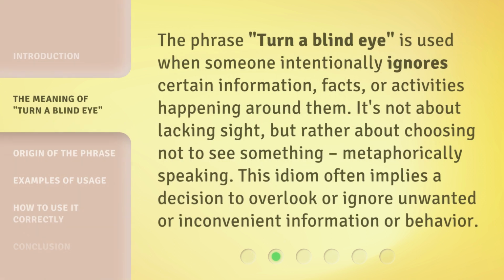The phrase "turn a blind eye" is used when someone intentionally ignores certain information, facts, or activities happening around them. It's not about lacking sight, but rather about choosing not to see something, metaphorically speaking. This idiom often implies a decision to overlook or ignore unwanted or inconvenient information or behavior.